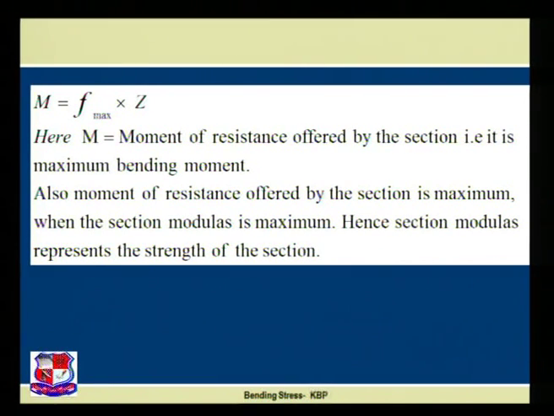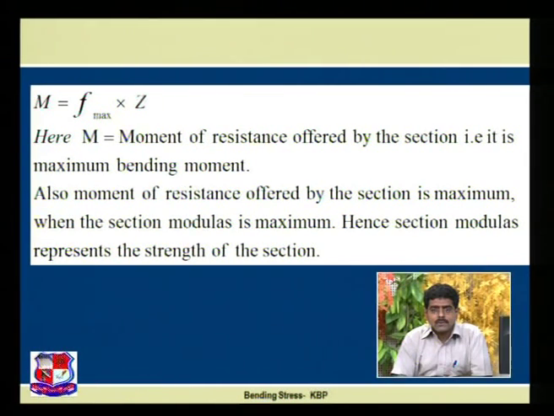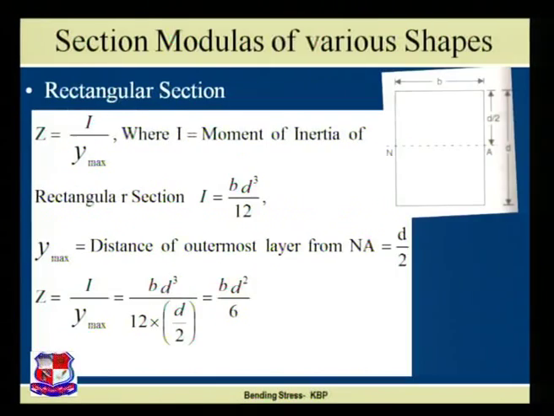Here M is the moment of resistance offered by the section, that is, the maximum bending moment. Also, moment of resistance offered by the section is maximum when the section modulus is maximum. Hence, the section modulus represents the strength of the section. Remember this, that section modulus represents the strength of the section. Now, we are deriving certain equations for the section modulus for various shapes.